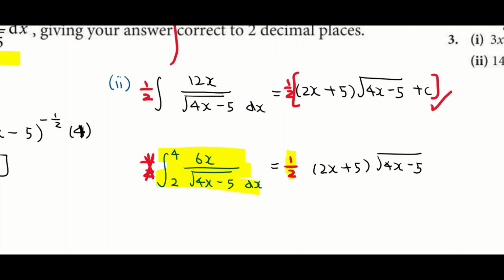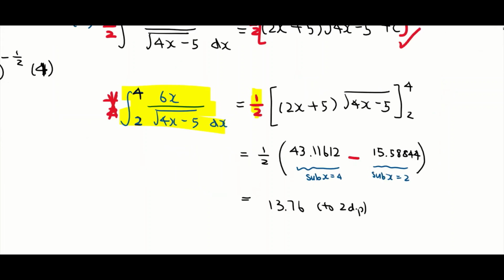Okay, do I need to put plus C? I don't need to put plus C because I am finding definite integral 4 and 2. From 2 to 4. So I'm going to put a square bracket upper and lower. So my answer, okay, you key in, sub in x equals to 4, sub in x equals to 2, get these two values before you use your final calculator step, 13.76.